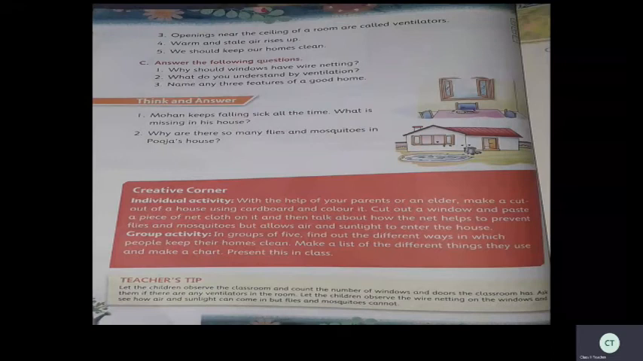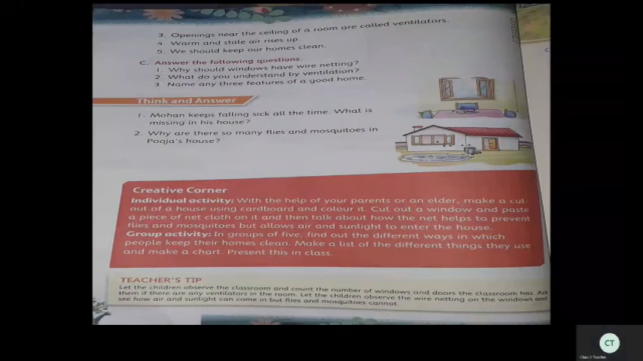We should not allow any flies and mosquitoes to enter the house, so we should have wire netting on doors and windows. Then third point, a good home has good ventilation. So if you want to have a good home, we should have proper and good ventilation. So these are the three important features of a good home.